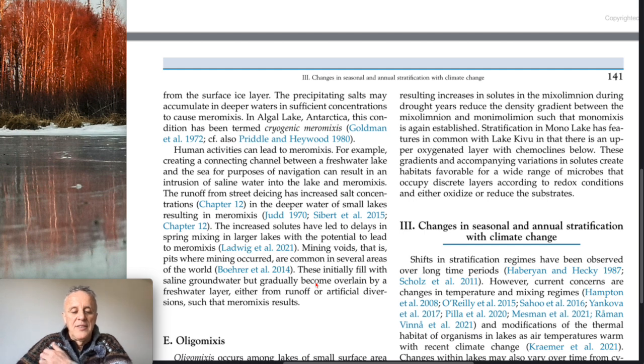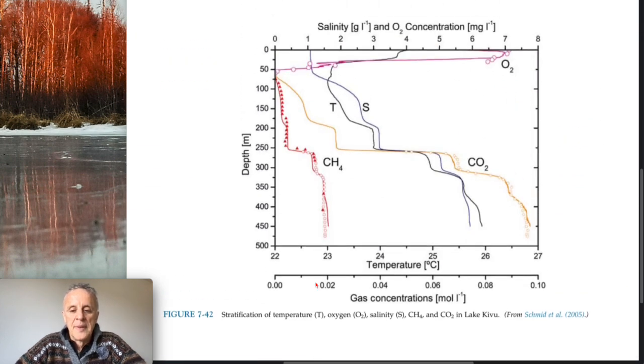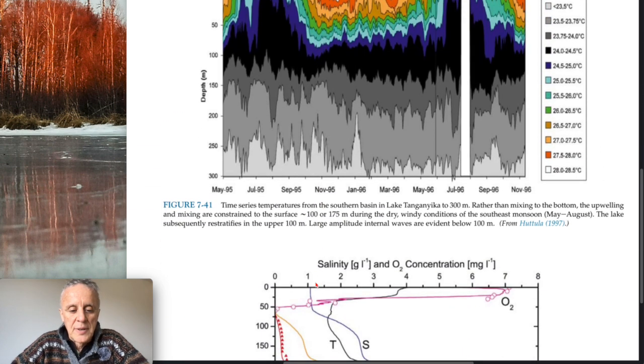Mining voids, that is, pits where mining occurred, are common in several areas of the world. These initially fill with saline groundwater, but gradually become overlain by a freshwater layer, either from runoff or artificial diversion, such that meromixes results. So before we move on, let's look at these figures here.